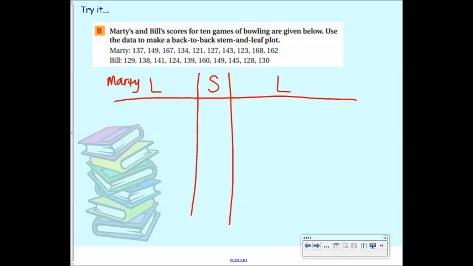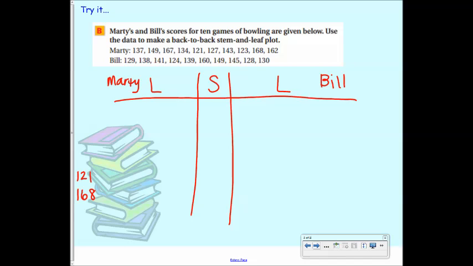And let's put Bill over here. Okay, so our scores here range from what? From Marty, let's say, what's our minimum between Marty and Bill? The lowest number I see is 121. Okay, what's the biggest? 168. Anything bigger than 168? No. Okay, so what are my stems then?